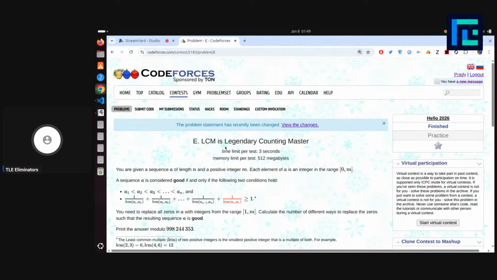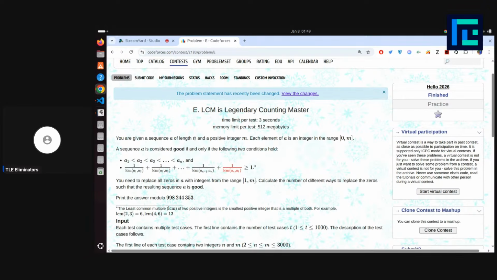So E is called LCM is a legendary counting master. You are given a sequence A of length n and a positive integer m. Each element is an integer in the range 0 to m. A sequence A is considered good if and only if the following conditions hold: a1 less than a2 less than a up to an, and 1 upon LCM of a1 a2 plus 1 upon LCM of a2 a3 up to 1 upon LCM of a n minus 1 an plus 1 upon LCM of an comma a1 is greater than equal to 1. You need to replace all zeros in A with integers from the range 1 to m. Calculate the number of different ways to replace the zeros such that the resulting sequence A is good.